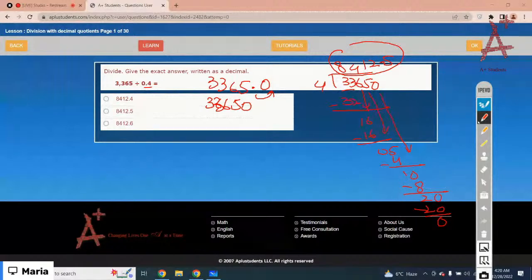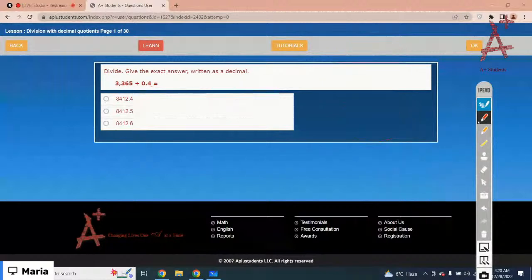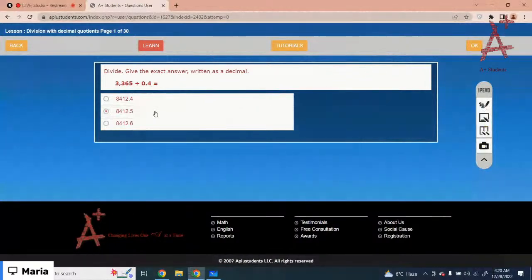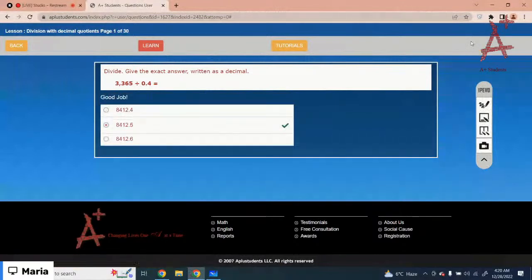Just select the correct option and click on the OK button. Got it, everyone? Option number 2 is the correct one. Just select the correct option and click on the OK button.